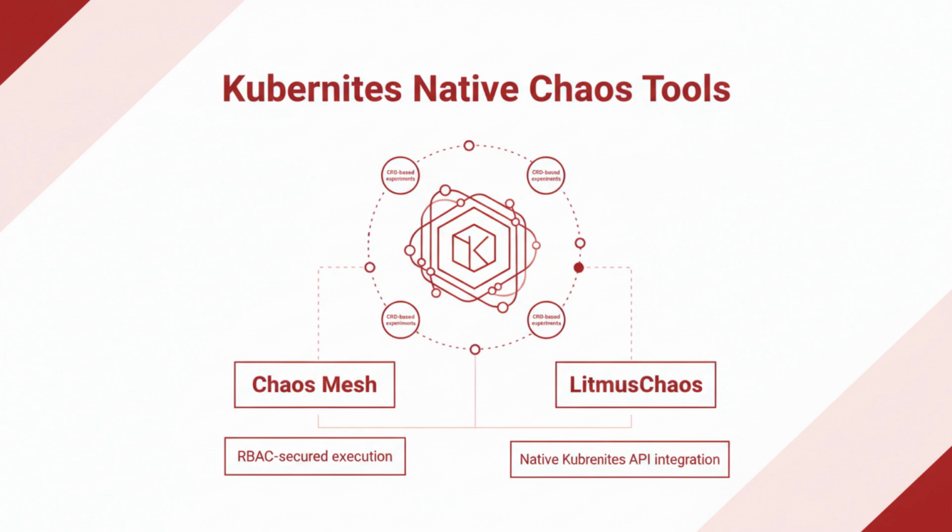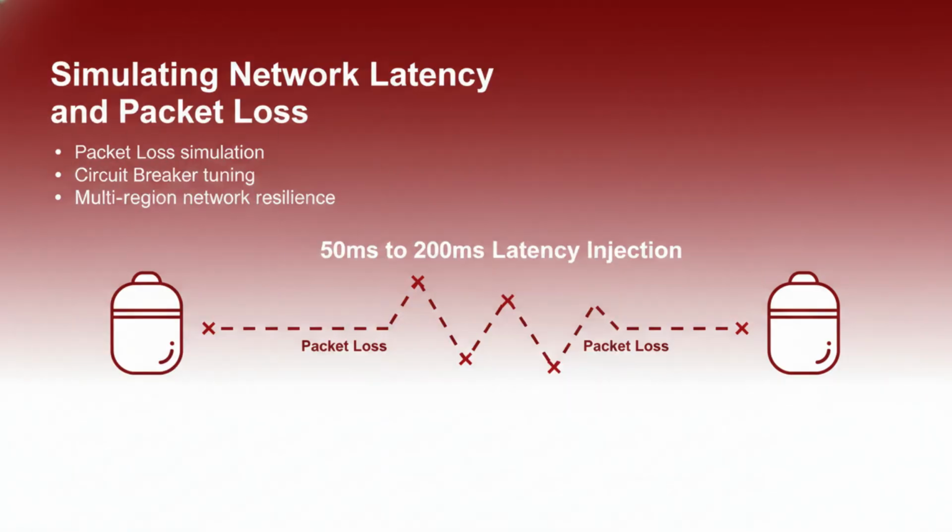Choosing the right tool depends on your specific requirements for observability, ease of use, and the types of failures you need to simulate. Network issues are among the most common causes of distributed system failures. Using failure injection, we can simulate network latency between 50 milliseconds and 200 milliseconds to test how our services handle slow dependencies. We can also simulate packet loss to observe how TCP retries and application-level timeouts behave.